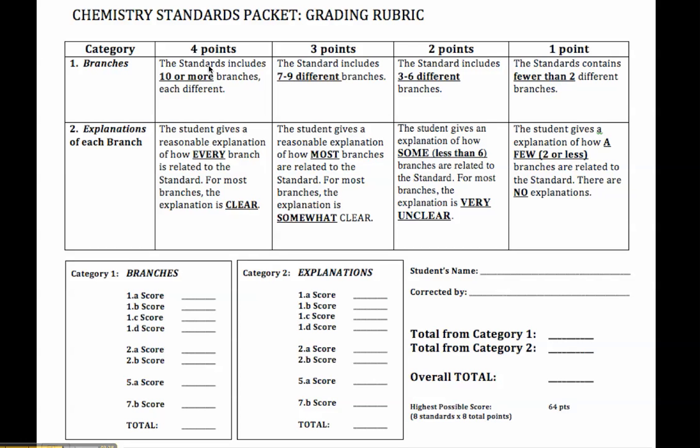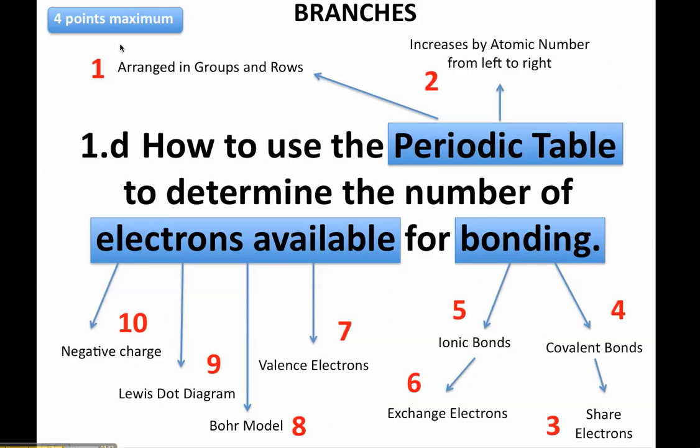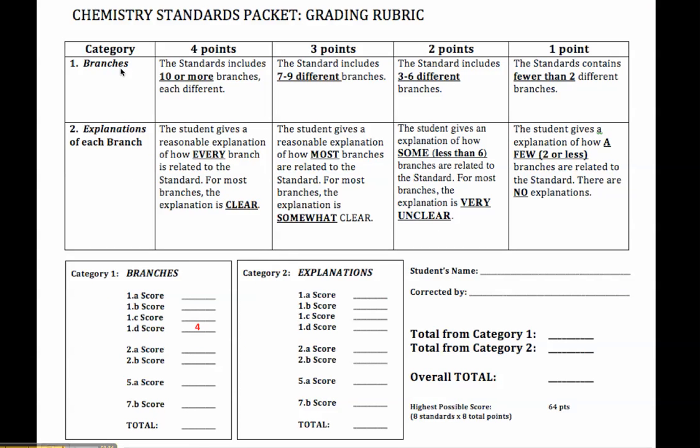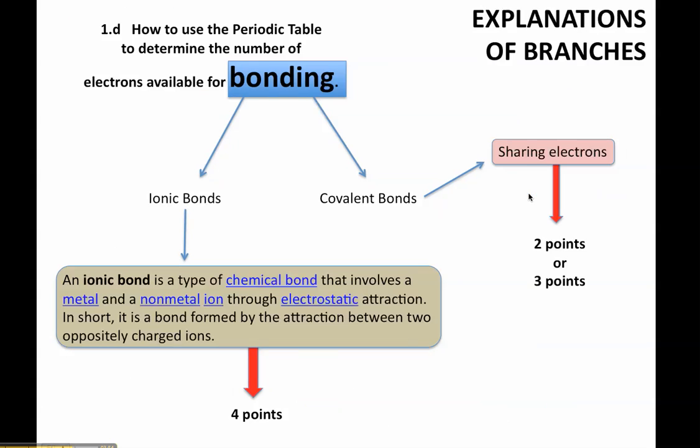Well, first let's see. For standard 1D, right? I gave you 4 points. So when you score it, you're gonna get 1D. The score is 4 points there. Now, how's it look if you work on the explanations of each branch? This is the breakdown of each classification. Okay? Very clear, somewhat clear, very unclear, and no explanations.